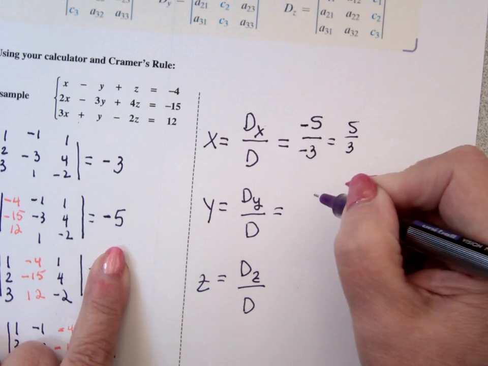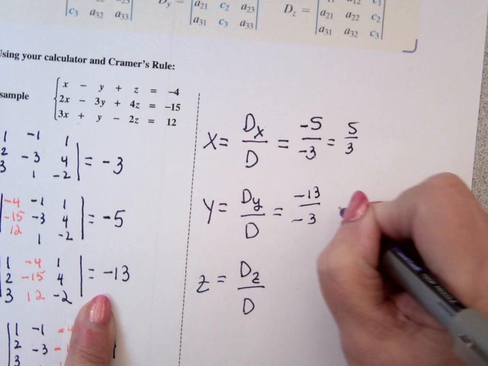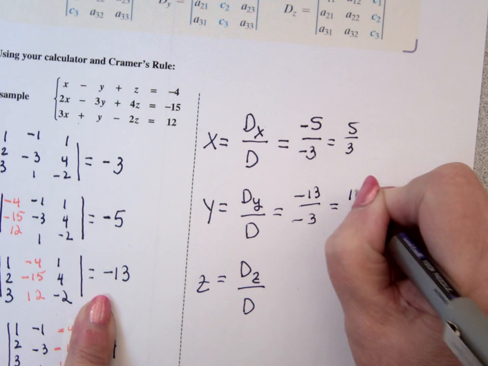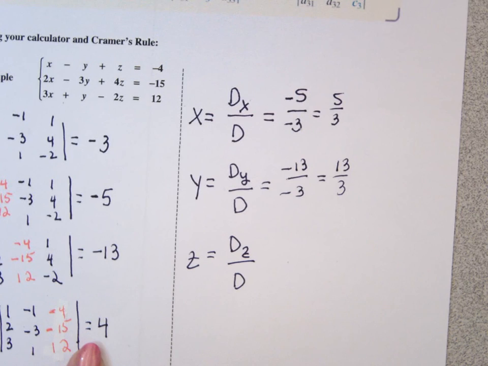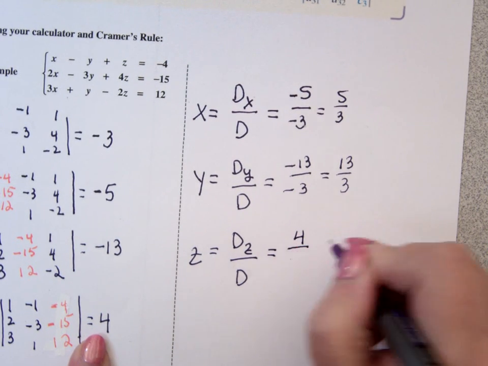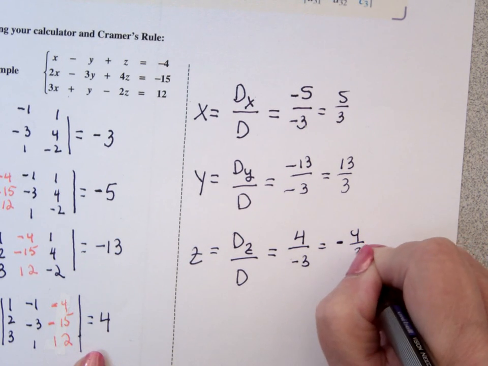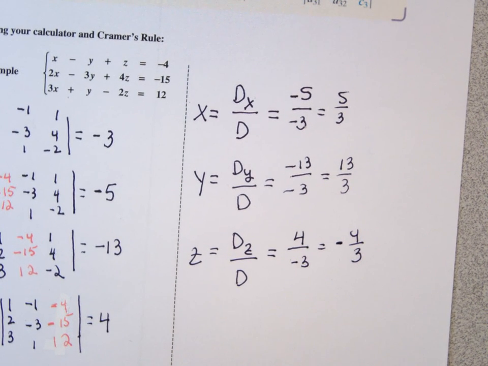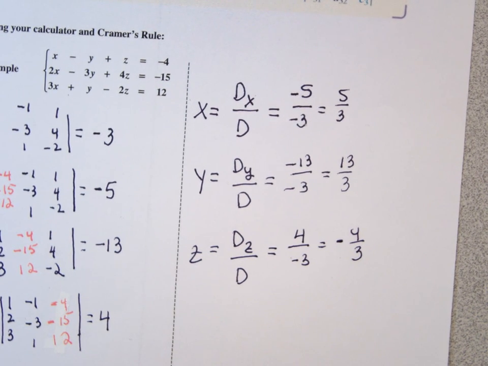Y is d sub y over d. Now this is a problem I would not want to work by hand. Right? And then d sub z is 4 over negative 3, which is negative 4/3. Can you imagine what that would be like if you wanted to reduce that thing down by hand? Lots of fractions. And there's no way to avoid them.